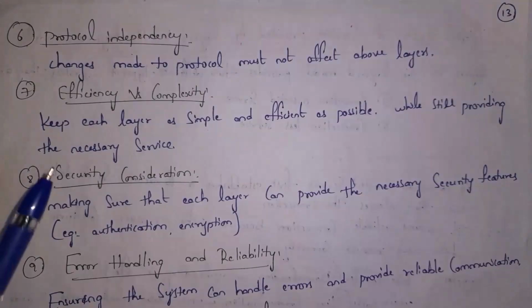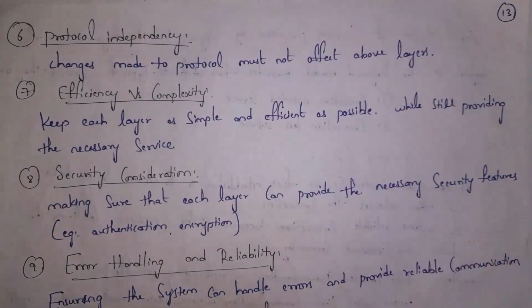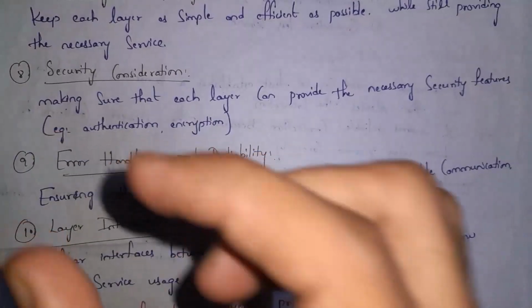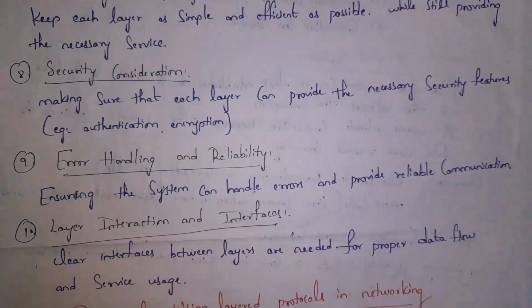And the eighth one is security. Each layer must provide security like authentication, encryption, etc. And the ninth one is error handling and reliability. Whenever we send any data in a network using this layered model, the data is passed through various layers. If there is any connection breaking between these layers, then the person will receive a wrong message. So we need to design a system that must handle errors.